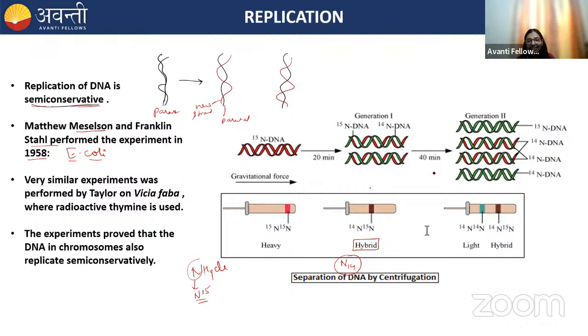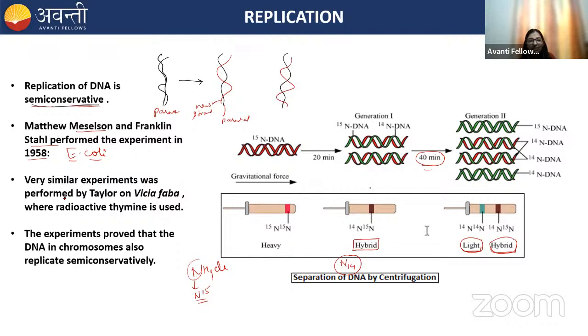Next, they extracted the DNA after 40 minutes from the culture. When they extracted the DNA from the culture after 40 minutes, they observed the light band and the hybrid. Because now these green strands will also act as a parental strand, and the new strand will be synthesized because both the strands are complementary to each other. So we'll get the light band as well as the hybrid.